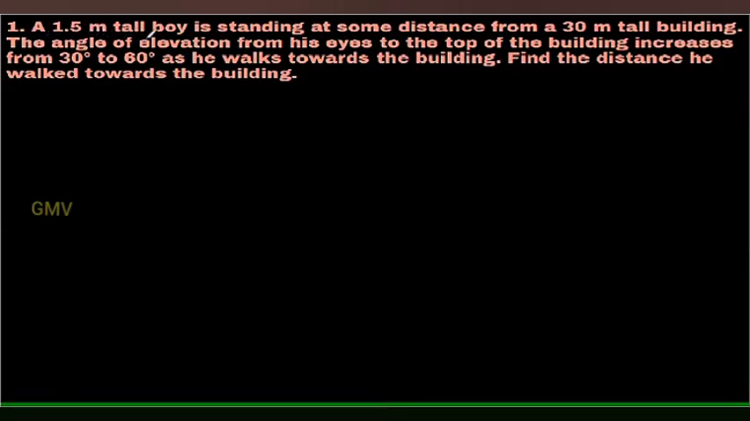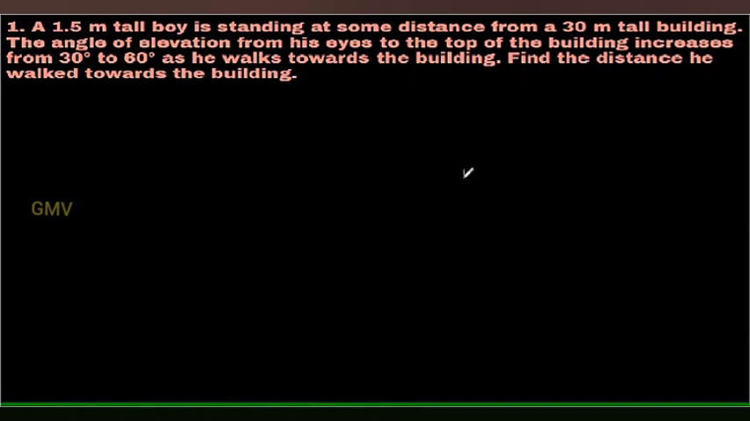A 1.5 meter tall boy is standing at some distance from a 30-meter tall building. The angle of elevation from his eyes to the top of the building increases from 30 degree to 60 degree as he walks towards the building. Find the distance he walked towards the building.